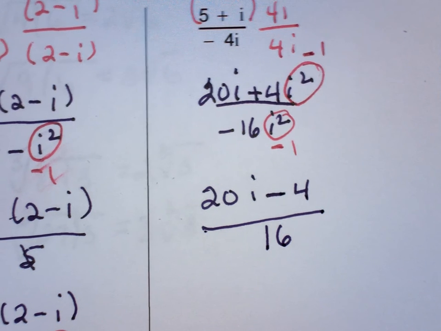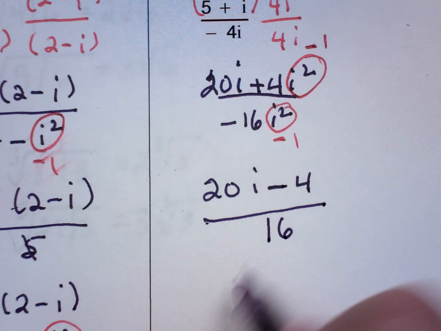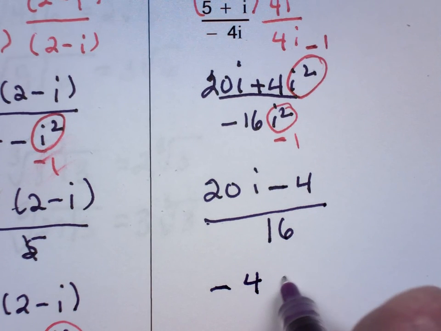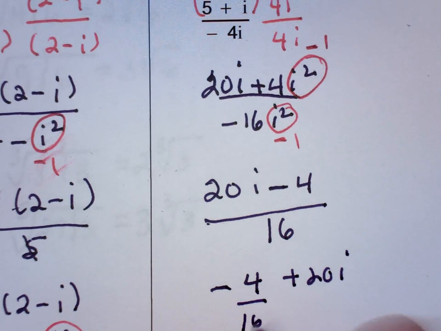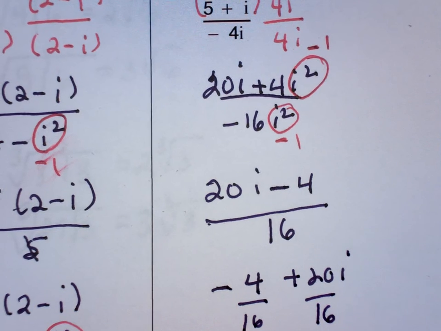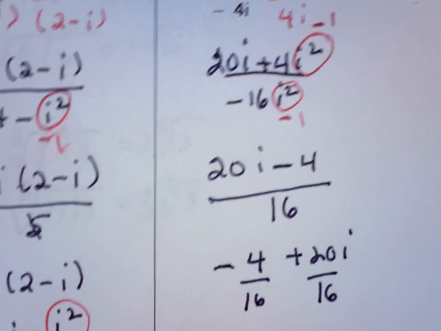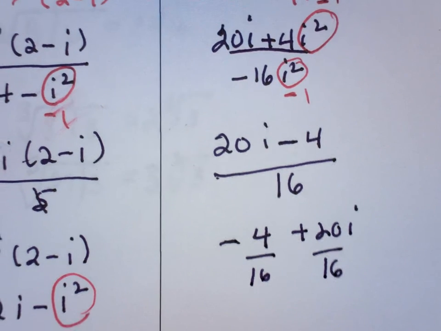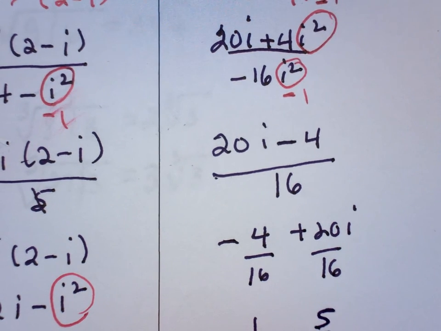And there's absolutely nothing wrong with that answer. But that's not what the book would give you. So this would be minus 4 plus 20i, and both of them are now going to be divided by 16. If you don't reduce it and you get down to this point, you can reduce it. Which is minus 1 over 4 plus 5 over 4i.